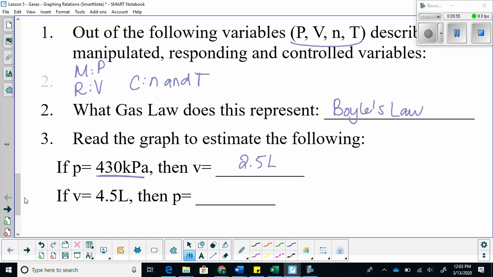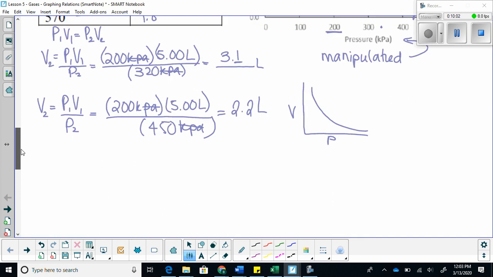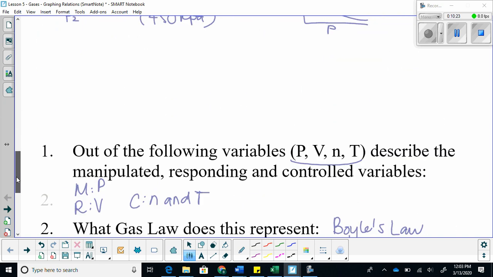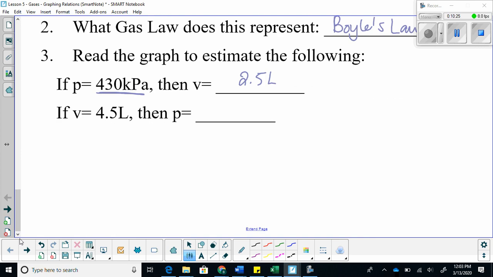Same thing. It's saying if volume is 4.5 liters, then what is pressure? So we go up. This time, we are looking at our 4.5, which is about here. So we read across, and then we read down. About how much? 220-ish, okay? About 220 kilopascals.